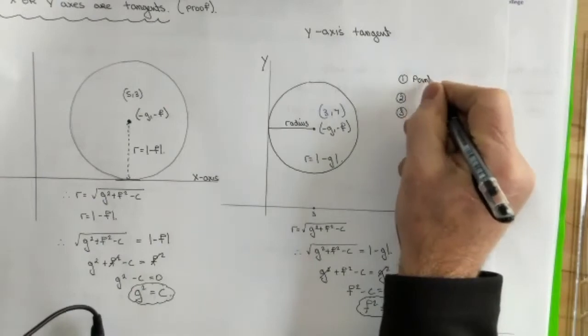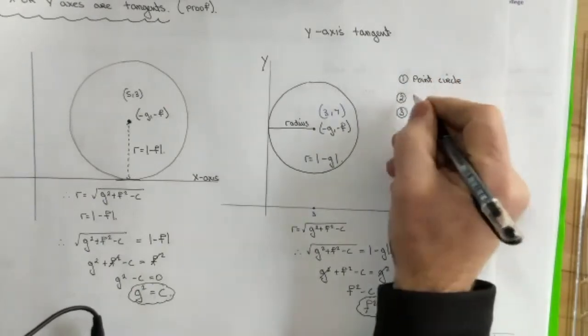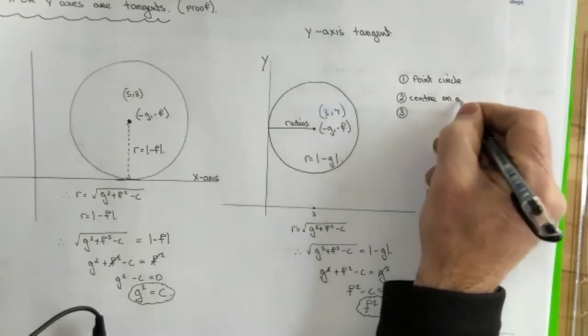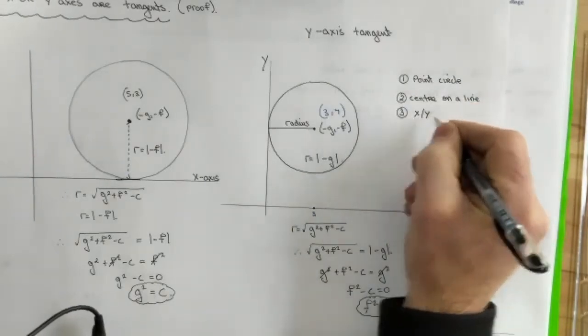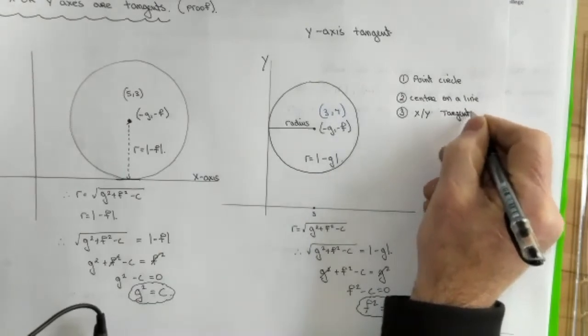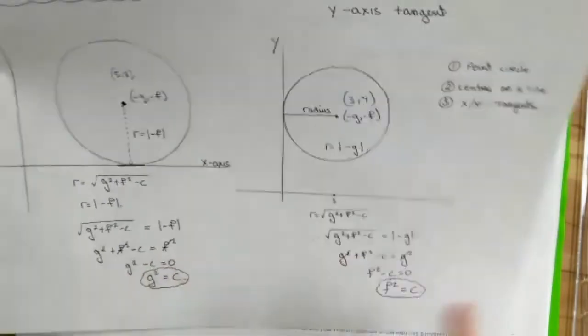You can form an equation by giving a point on the circle. You can form an equation by saying the center is on a line. Or you can form an equation by saying the x or y axis are tangents. So now, how would this impact in a question, and what would the question look like?